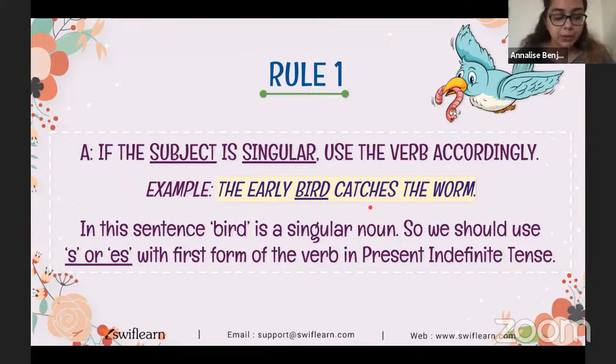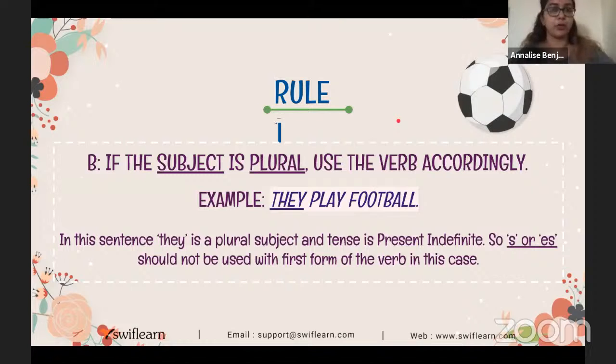Okay. Let's repeat once more. If the subject is singular, the verb will also be singular. That means if the subject is the bird, that means a singular noun, the verb is also going to be singular. Let's move on to the second part of rule number 1. If the subject is plural, then the verb is also going to be plural. It's just the opposite of the first part of rule 1. If the subject is plural, the verb will also be plural.